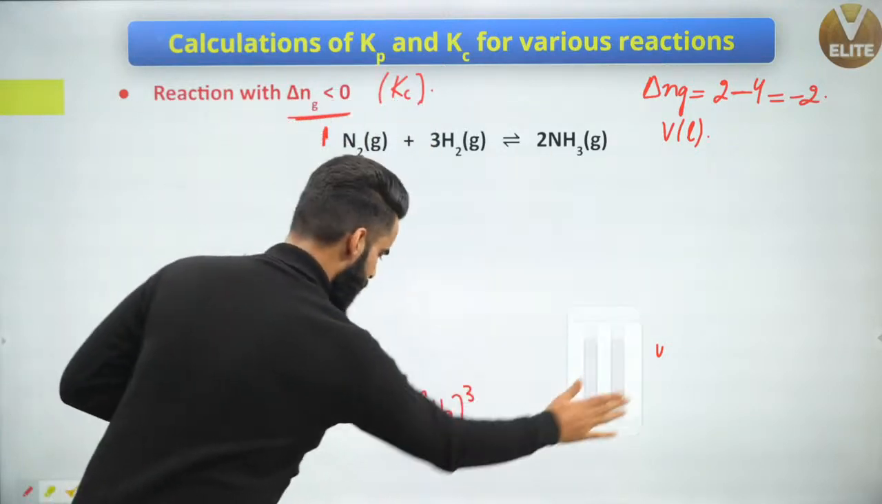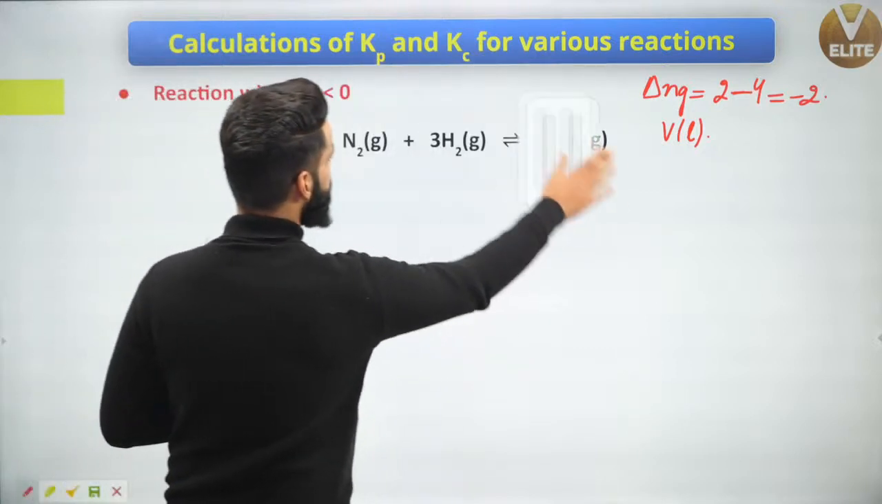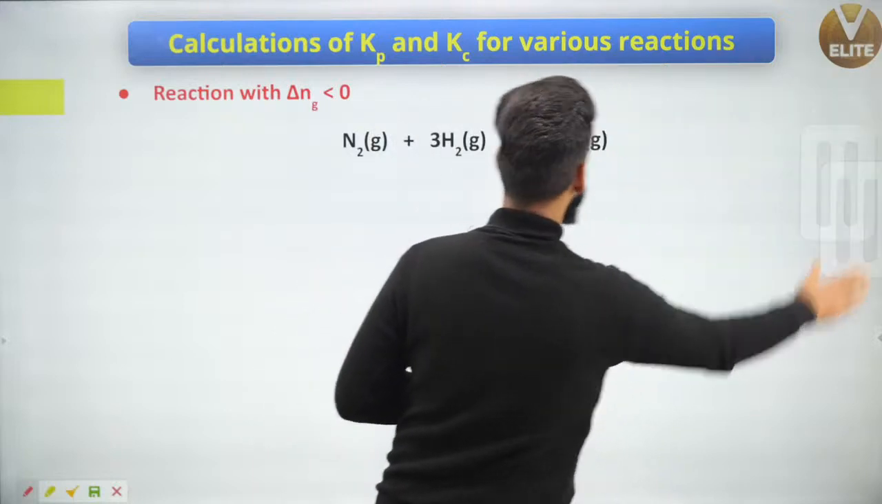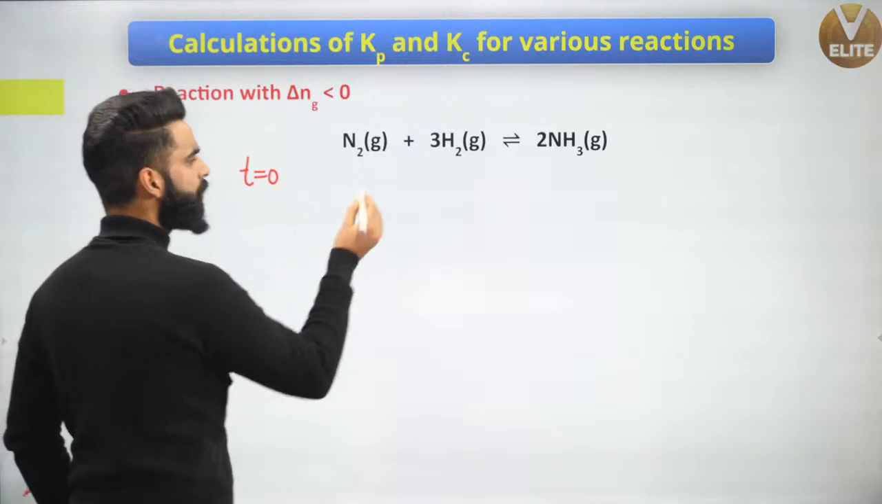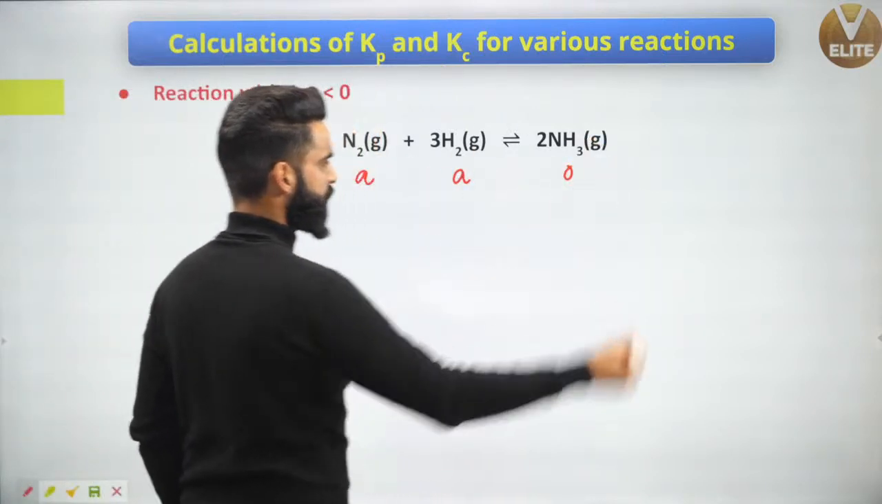I'm going to erase it. Have a look. Let's try to calculate Kp for the same reaction. See, guys, again I'm starting from the same thing. At time t equal to 0, I have got A moles of N2, for example A moles of H2, and 0 moles of NH3.